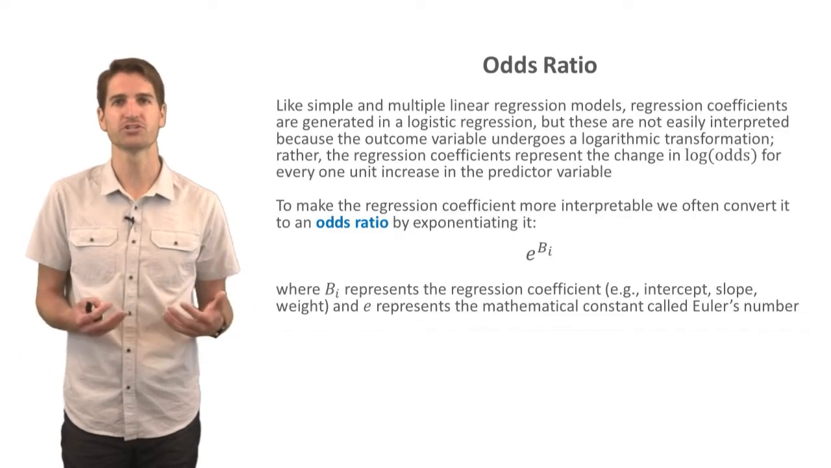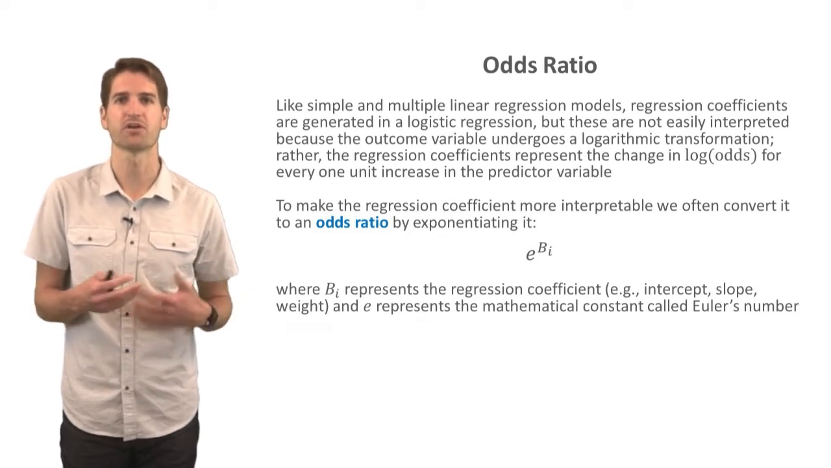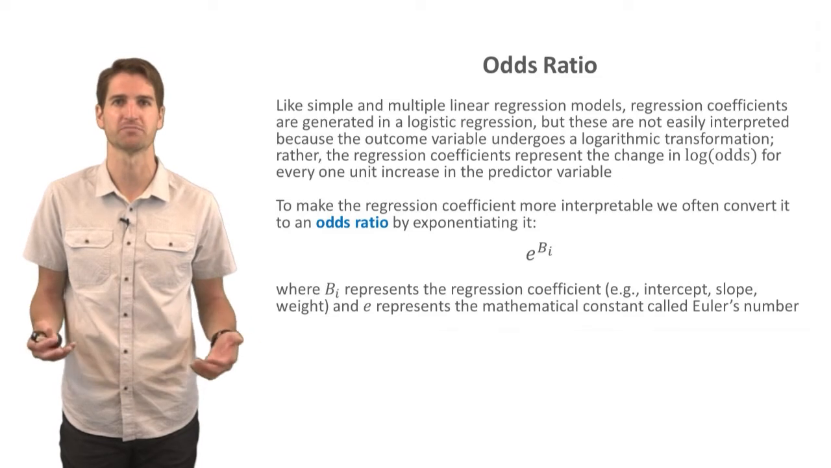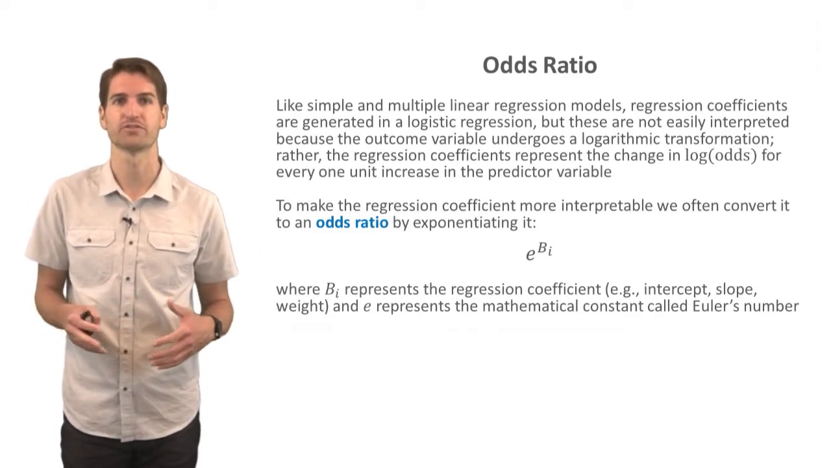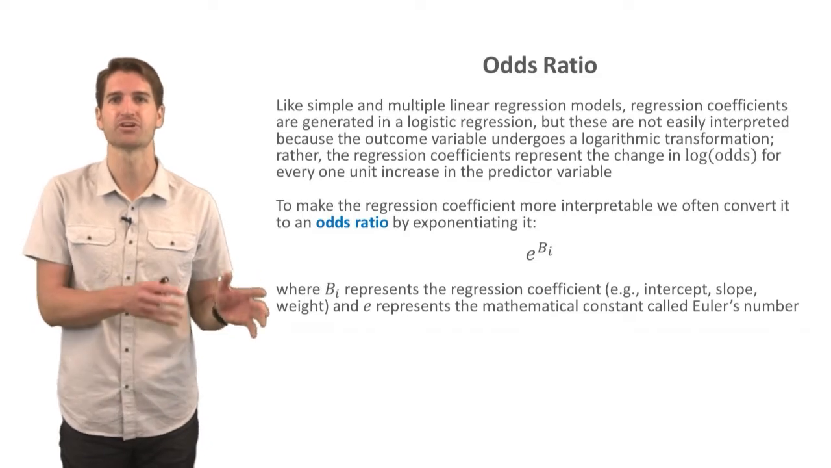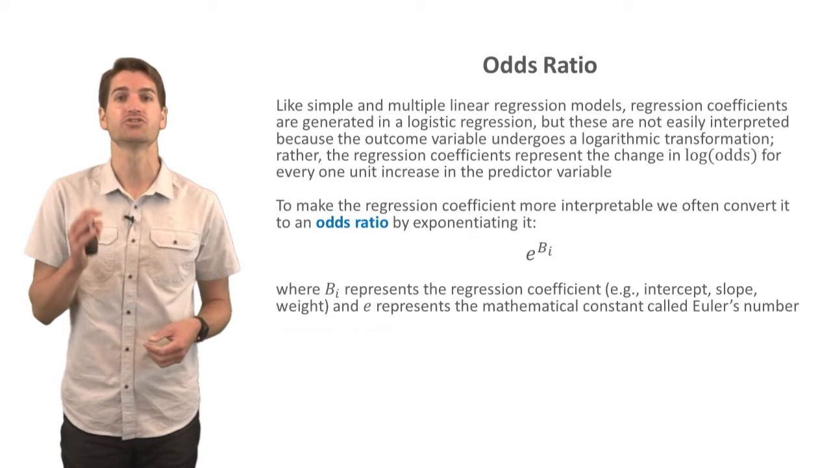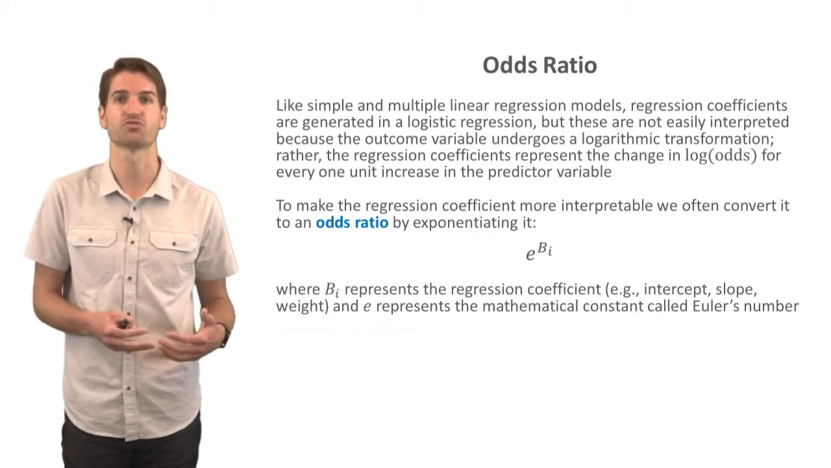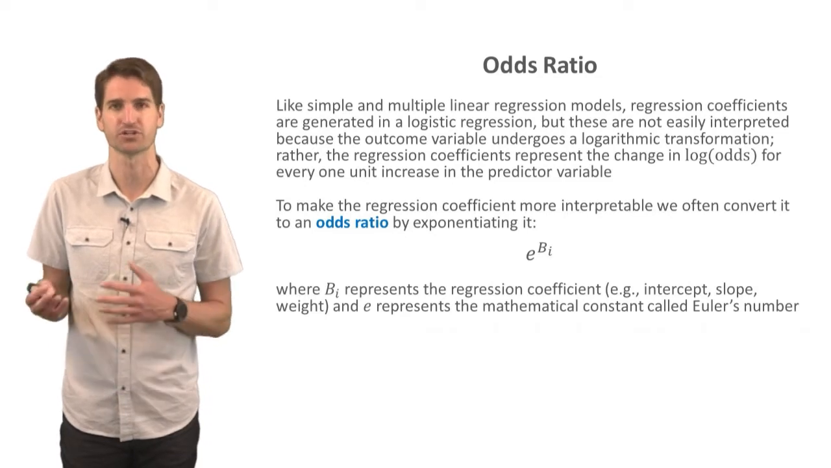Now, when you do a logistic regression, like simple and multiple linear regression models, you're going to get regression coefficients for your estimated model. And these are not going to be, however, easily interpreted in their own right, because the outcome variable has undergone that logarithmic transformation or that logit transformation. So rather, the regression coefficients represent the change in log odds for every 1 unit increase in the predictor variable.